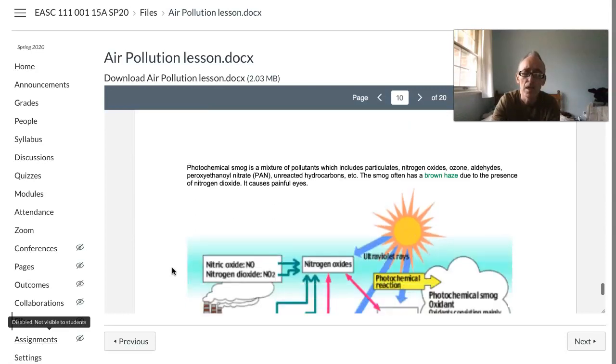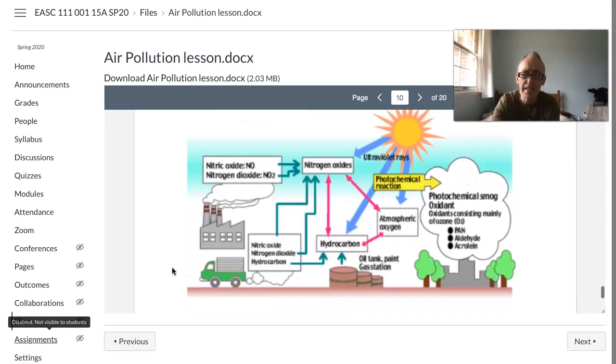And there's a diagram just explaining some of those reactions, some of those gases that form this photochemical smog. But it's also called, like I said, brown air smog. The reason being the nitrogen dioxide gives it a reddish colour.